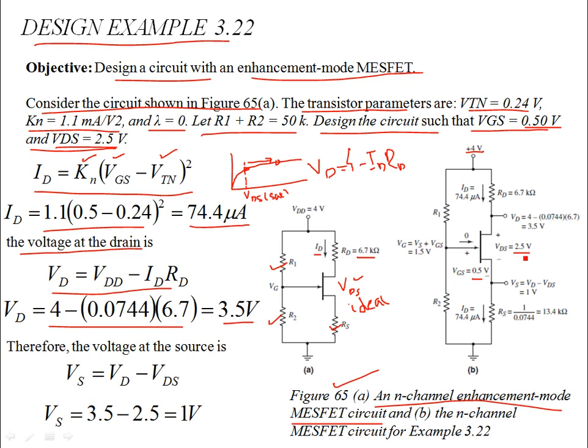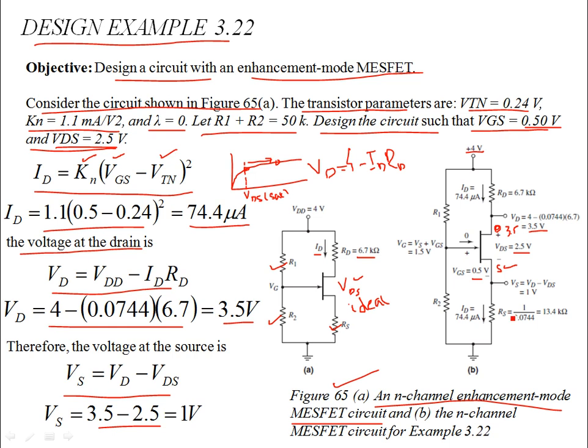Then you know what VDS is. VD minus VS is 2.5 volts, that is, the difference between the drain and source is 2.5 volts. Since you know what VD is, you can find what VS is. VS is 3.5 minus 2.5 volts, with VD as 3.5 volts over here. So that is 1 volt.